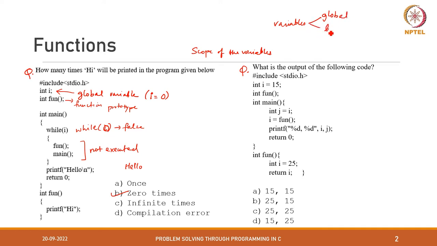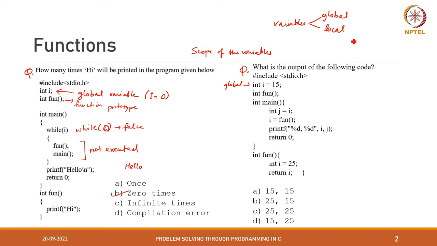Global variables are defined across all the functions. They have the same value across all the functions, and this is an example of a global variable. This int i is equal to 15. Any variable defined inside the function is called a local variable, which is local to that particular function.